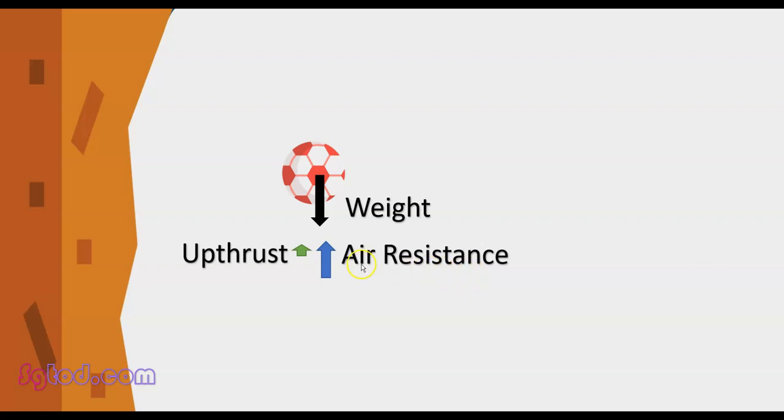Take note that air resistance is different from upthrust. Upthrust is the contact force as a result of the molecules of the air colliding on the ball, whereas air resistance is a frictional force that opposes motion and will increase with increase in the speed of the falling object.